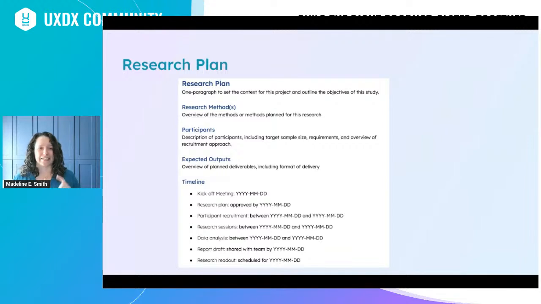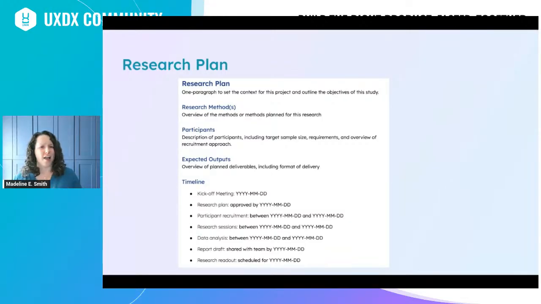And really importantly here is the timeline. So from when you're kicking off this project till when you expect the research plan to be agreed upon by all of the stakeholders, when participant recruiting is happening, when the research sessions themselves will be happening, data analysis, reporting, creating your draft, and eventually scheduling out your research readout.